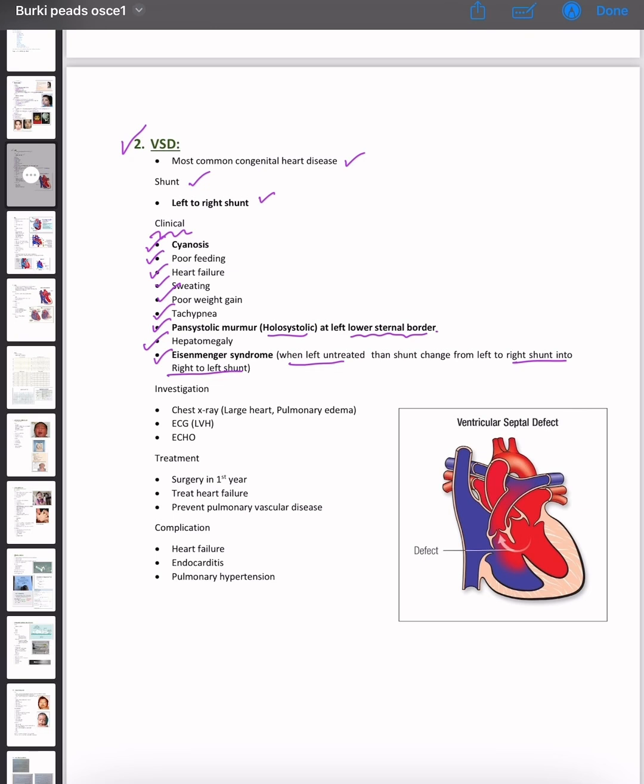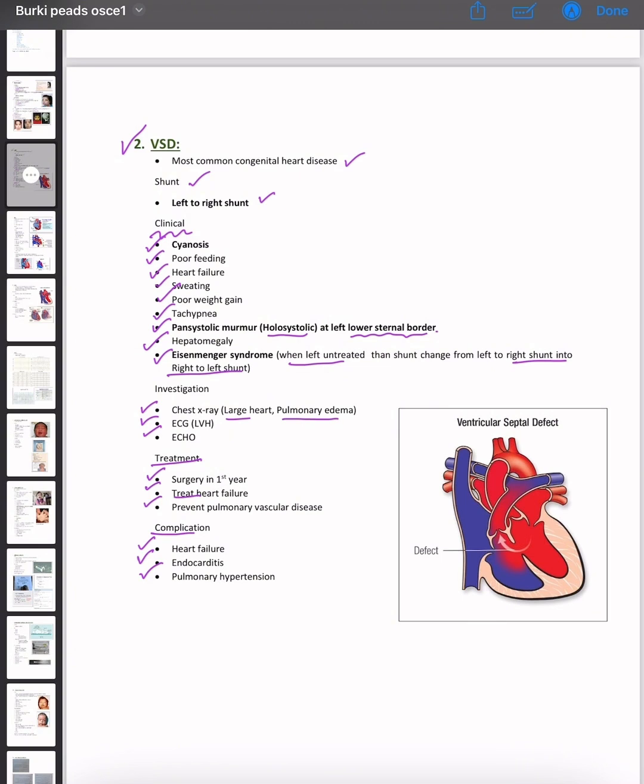What investigations are done in the case of VSD? Chest X-ray is done for large heart and pulmonary edema, ECG for left ventricular hypertrophy, and echo. What are the treatment options? Surgery in first year for ventricular septal defect, treat heart failure, and prevent pulmonary vascular disease. What are the complications? Heart failure, endocarditis, and pulmonary hypertension are the complications of VSD.